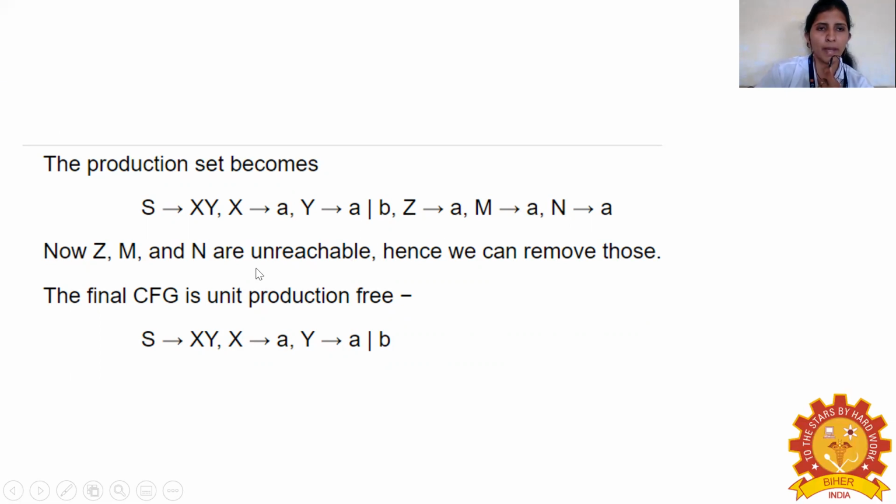So now Z, M and N are unreachable. Hence we can remove those. So we remove all the remaining values like Z, M and N. These three symbols we remove. So the final context free grammar is unit production free, and we write the remaining production rules. Okay, so this is one example for removal of unit production.